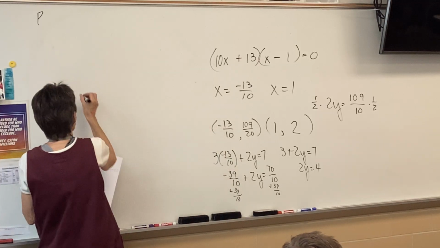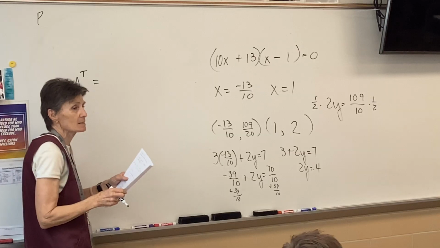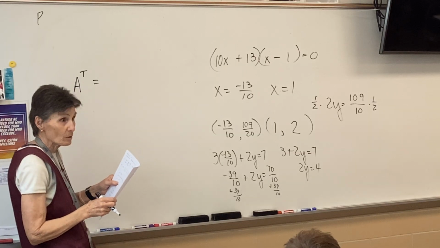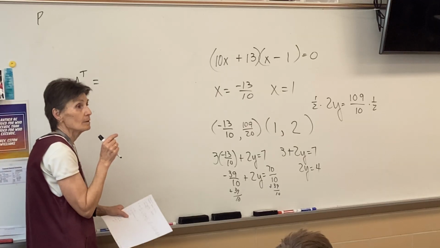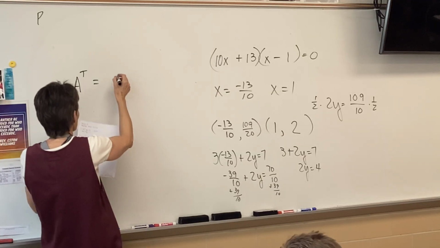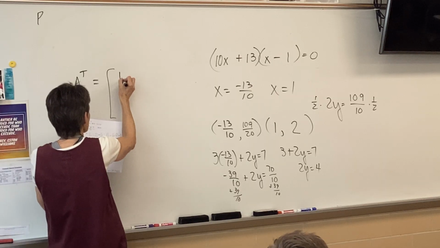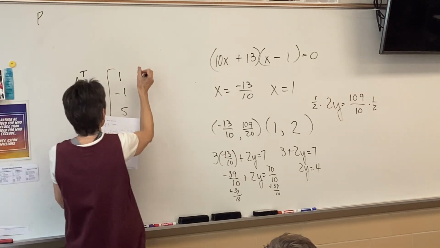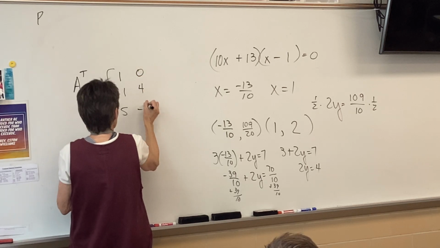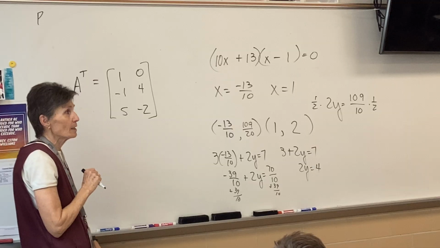What does this mean from yesterday? Who remembers what that means? Transpose. Transpose, which means we do what? We switch the columns. Yep. So instead of row 1, what did I say? Row 1 now is column 1, and row 2 is column 2. So that would be the transpose of A.